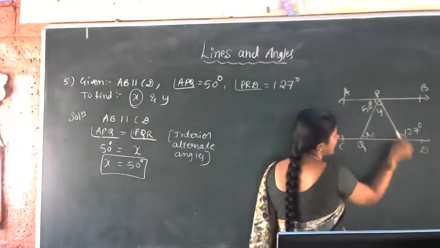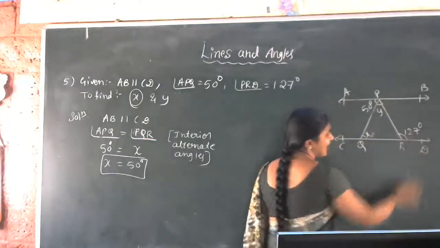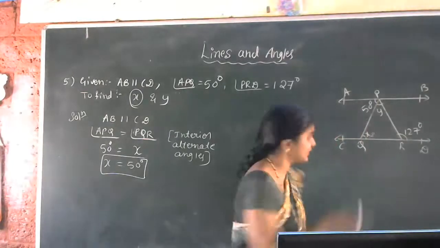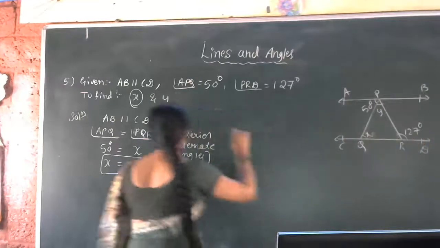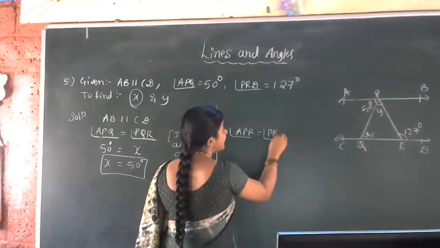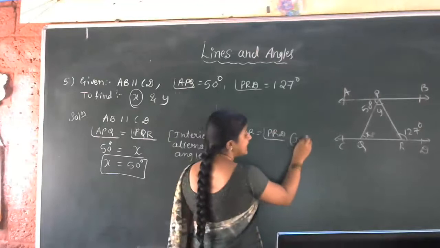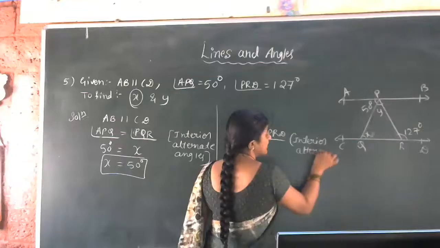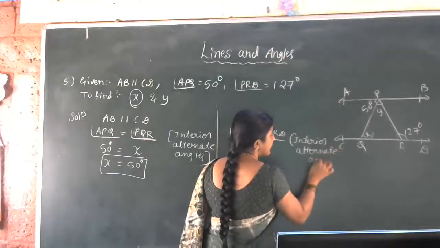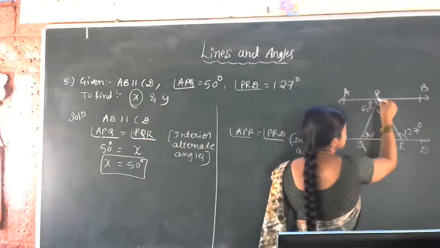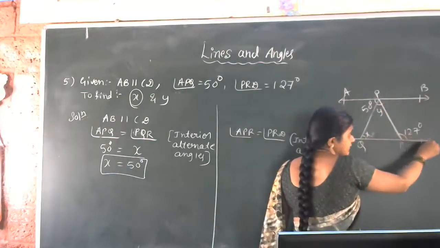Angle APR is equal to angle PRD. That is also a pair of alternate angles, right? Z shape like that. Okay, so now we'll work out here. Angle APR is equal to angle PRD, again interior alternate angles. Are you observing this one? See here, this Z shape. Are you observing the Z shape here?